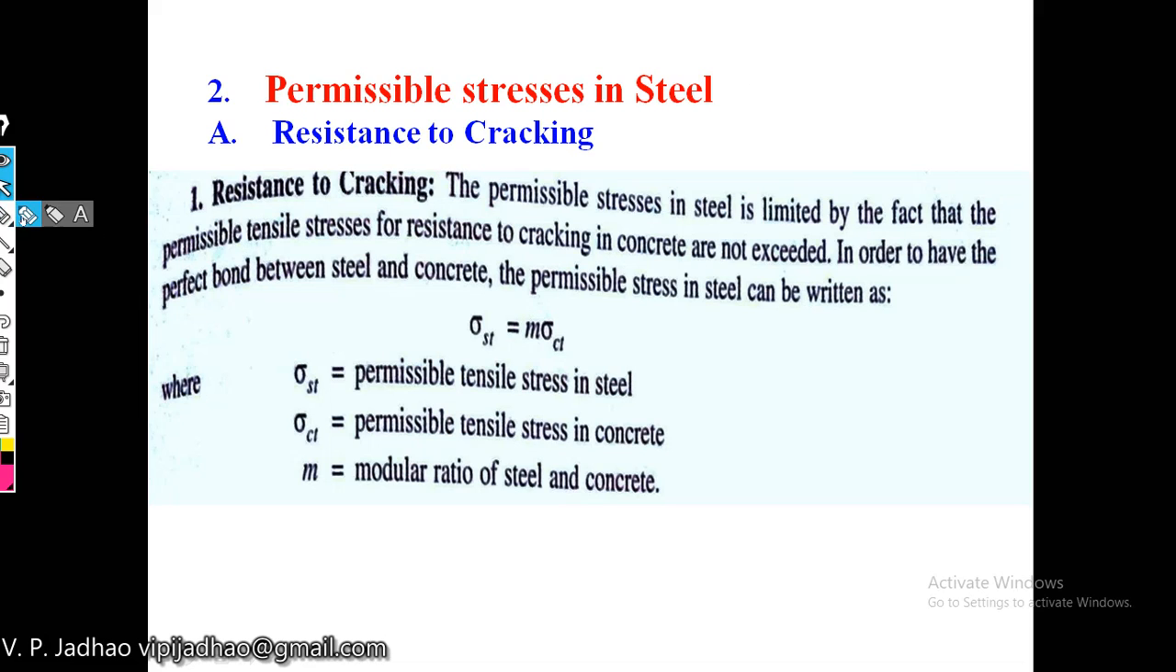What are the limits for permissible stresses in steel? For resistance to cracking, the permissible stress in steel is limited by the fact that the permissible stresses for resistance to cracking in concrete are not exceeded. So the value of permissible stress in steel is given by this equation, where sigma st is the permissible tensile stress in steel, sigma ct is the permissible tensile stress in concrete, and m is the modular ratio.